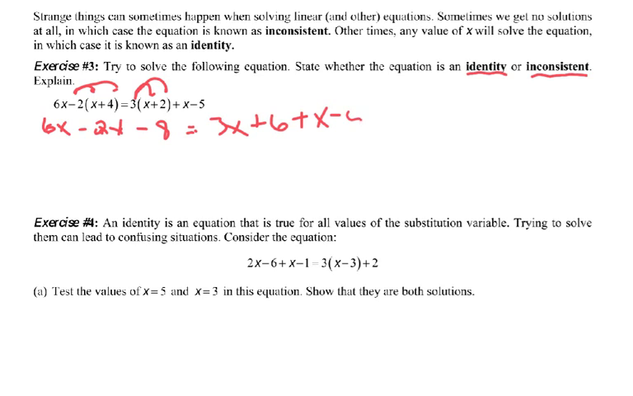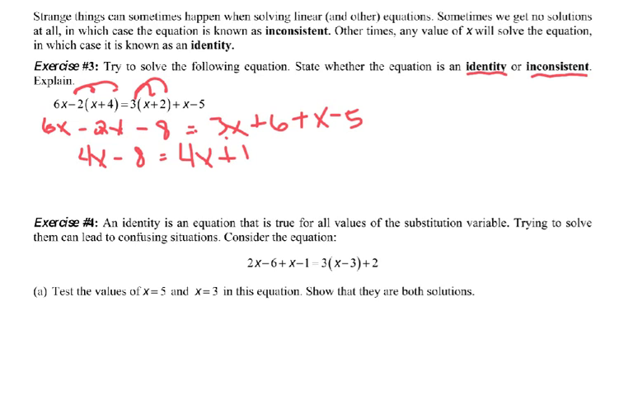And then the plus x and minus 5 remain on that side. From here, we are going to combine like terms. So 6x minus 2x is going to end up giving me a 4x. So this is 4x minus 8 on the left. And on the right-hand side, we're going to get 3x plus x. So that's 4x. But then the 6 and the minus 5 combine to give me a positive 1.